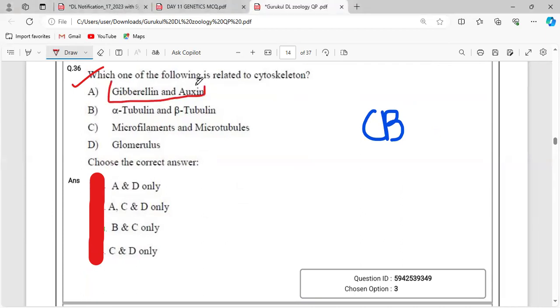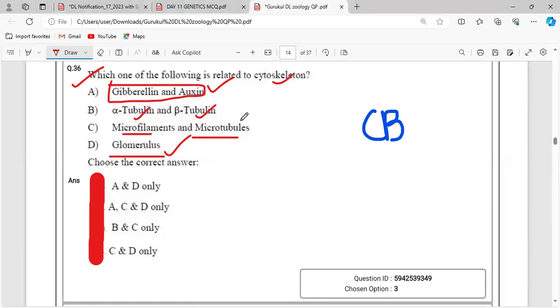Okay, what are gibberellin and auxin? They are somewhat related to the plant hormones. Okay, and what is glomerulus? It is related to the kidney. And microfilaments and microtubules will be the cytoskeleton. Okay, microtubules, microfilaments, and intermediary filaments. These three are related to the cytoskeleton.